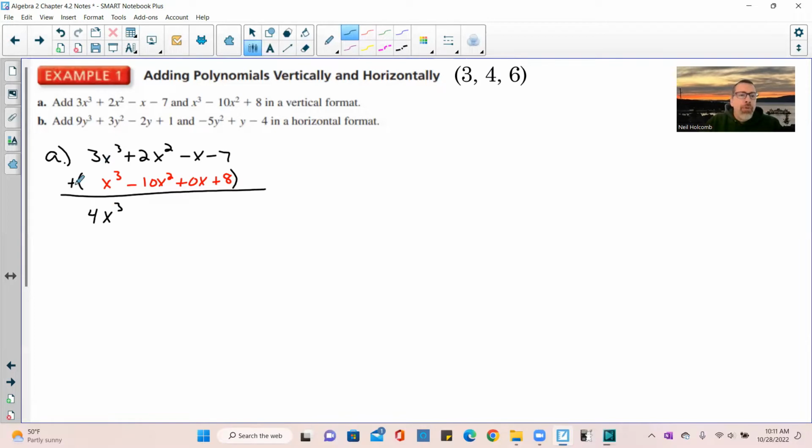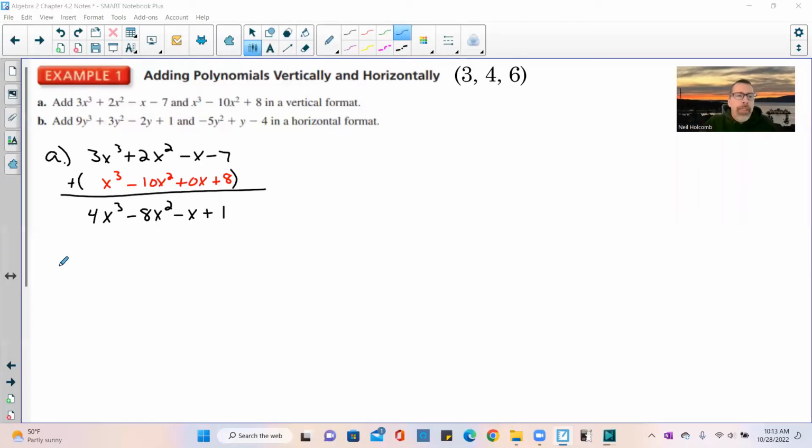So now I have 2 plus a negative 10. Well, that's negative 8. And the x squared stays the same. Negative x plus 0x is still negative x. And then negative 7 plus 8 is 1. So these two polynomials added up give us a new polynomial with these values. So that's how you do a vertical addition.